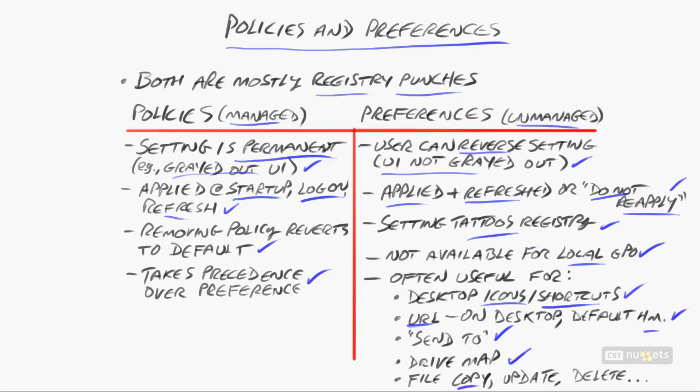You can copy files. Maybe there's a file on the file server. You can use this to copy that file over to the client computers. You can also update the files if there's a change to them, or if you no longer need the file on the client side, you could then delete that file.